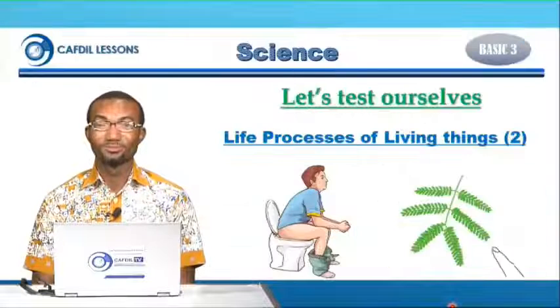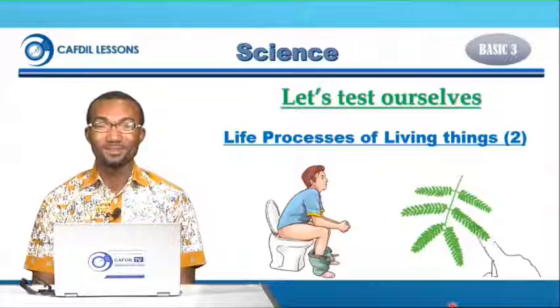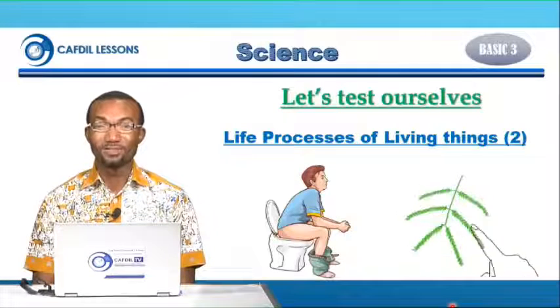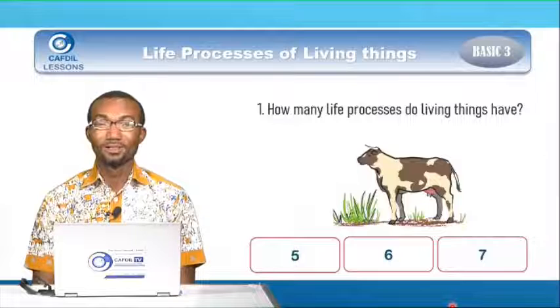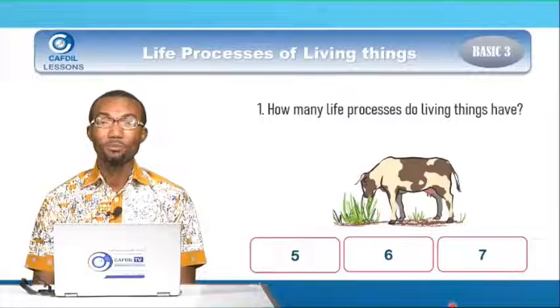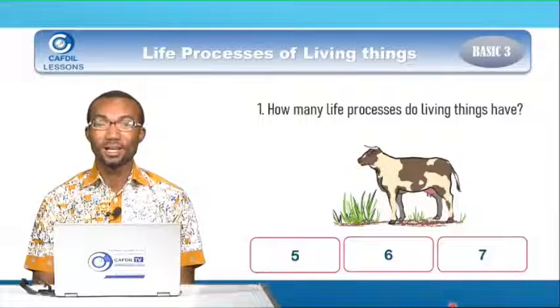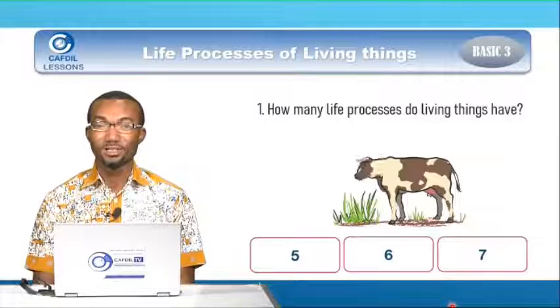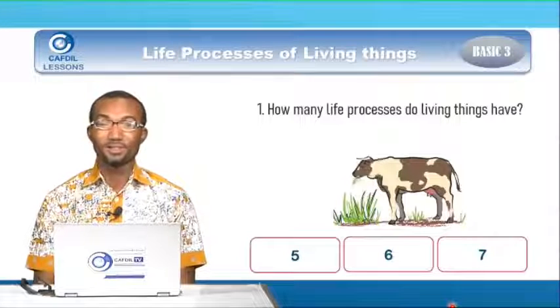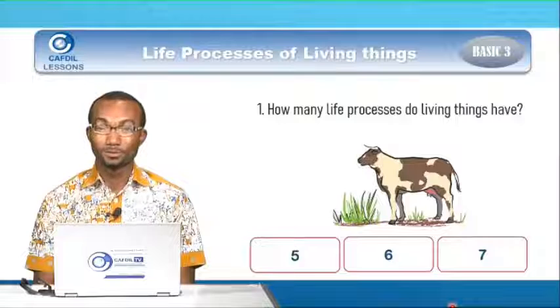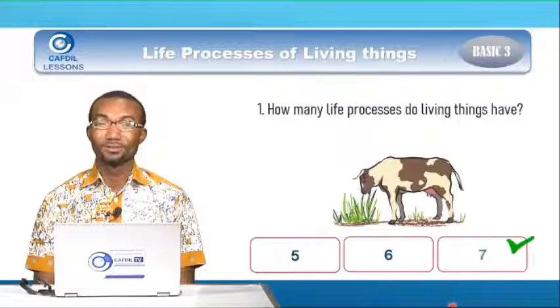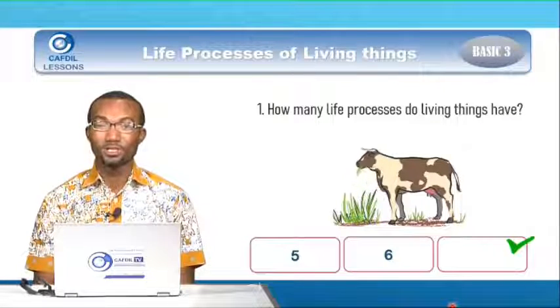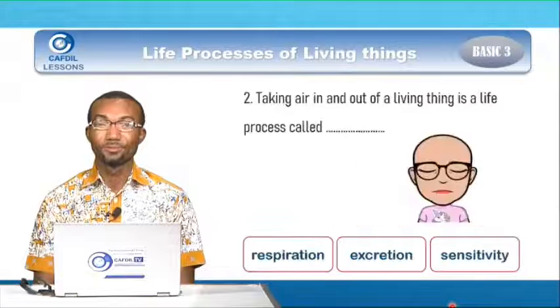Good. Now, Kate, let's test ourselves on the life processes of living things as usual. 1. How many life processes do living things have? You have 5, you have 6, you have 7. Good. The answer is 7. We have 7 life processes of living things.